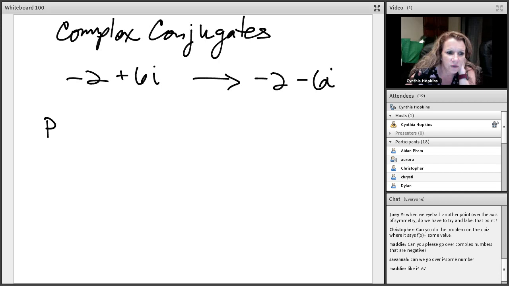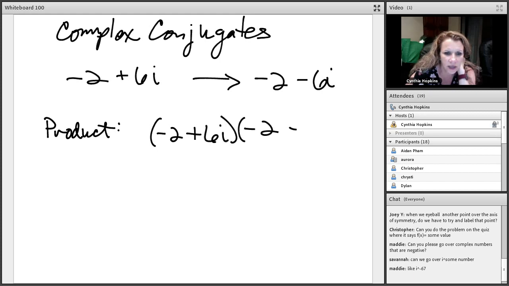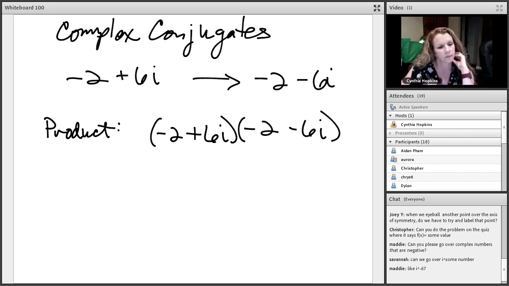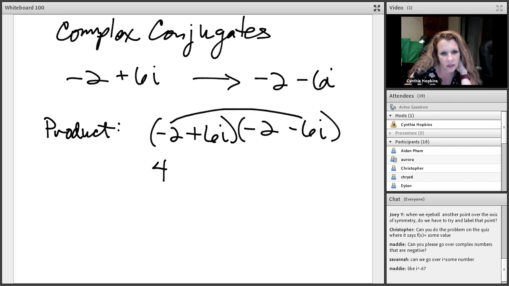Now if they ask for the product of the two complex conjugates, now you're going to take your -2 plus 6i that they gave you and multiply it by your -2 minus 6i that we just wrote. So if I use the FOIL method to multiply this, my -2 times -2 is +4. My outers are going to give me plus 12i, but my inners are going to give me -12i. So those cancel, and that will always happen when you're multiplying complex conjugates.